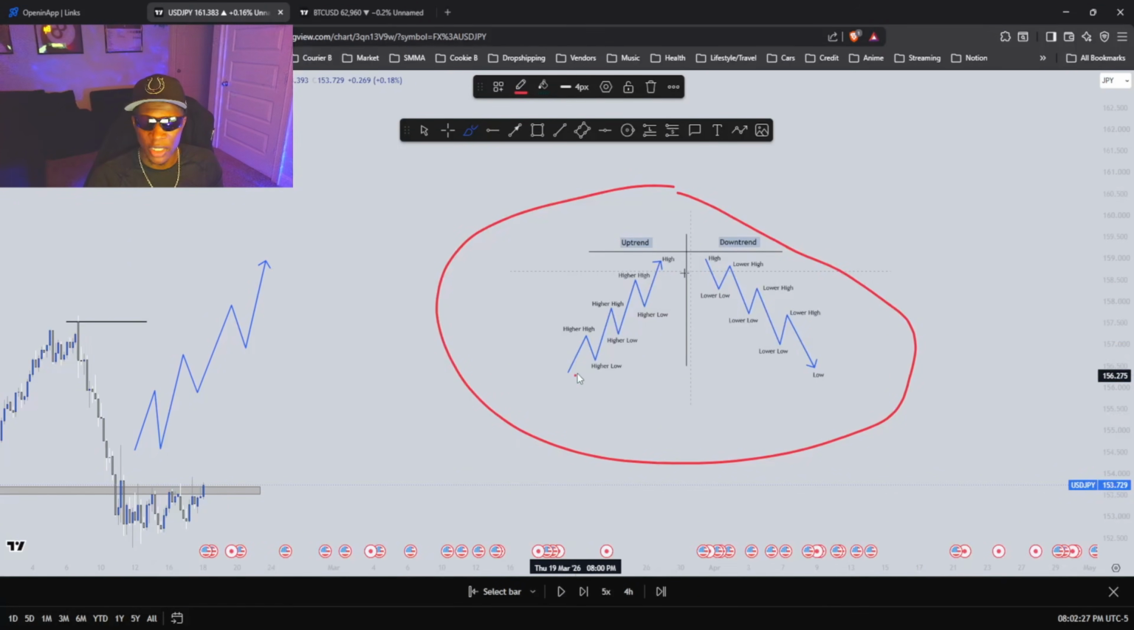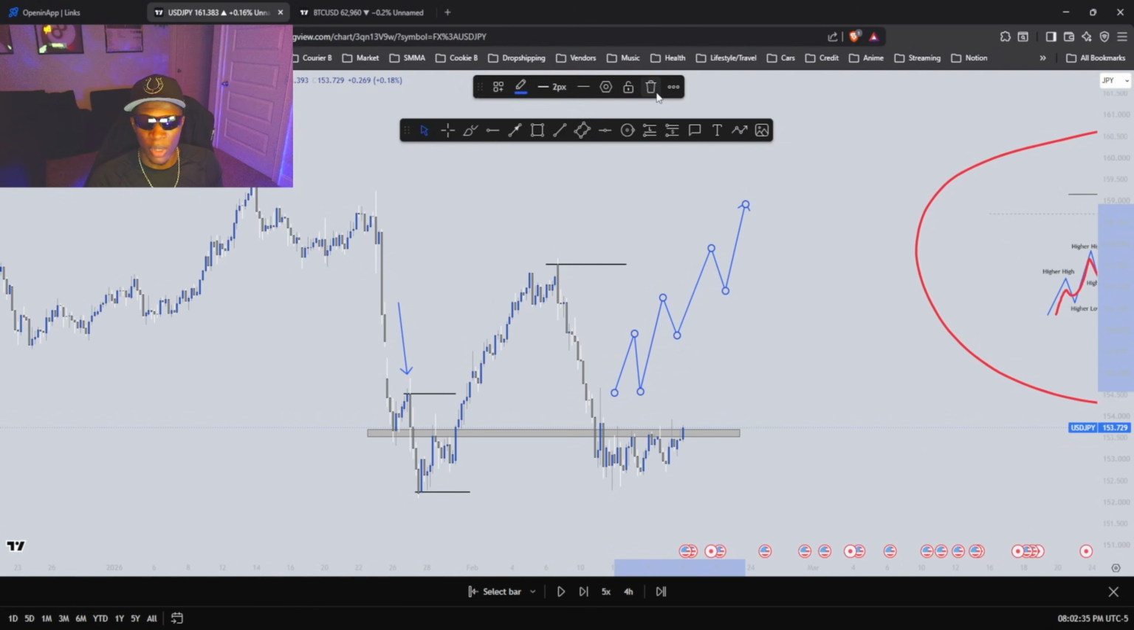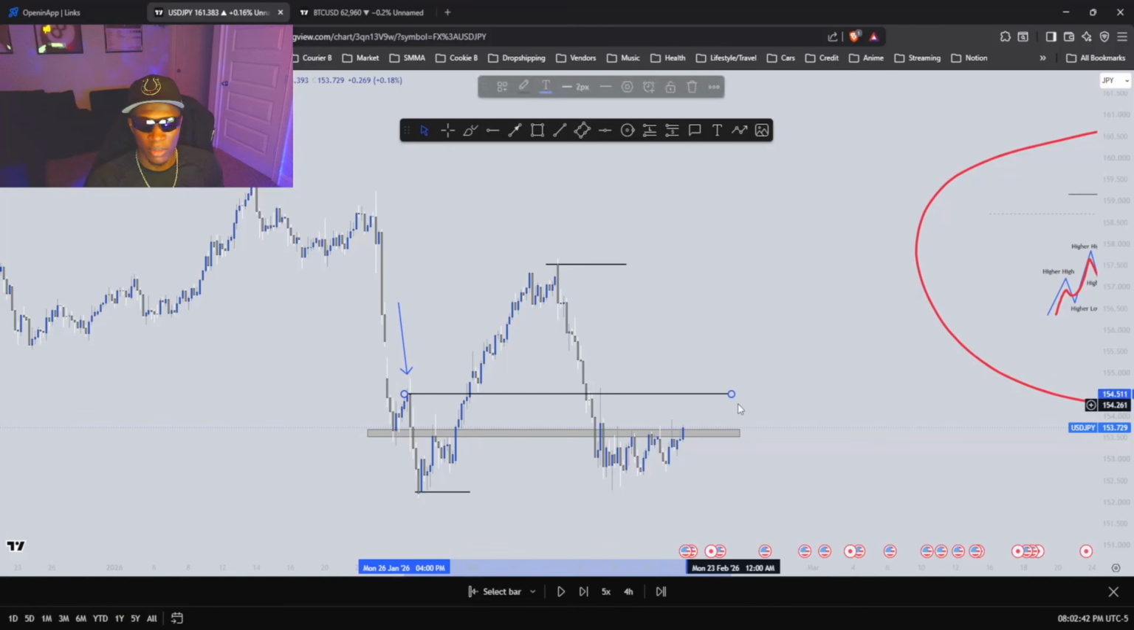On an uptrend, price will make higher highs, higher lows. On a downtrend, lower lows, lower highs. So now that we understand that, let's go back over here. So what I want to do to help you understand and make this a lot easier, we're just going to drag this line all the way over.